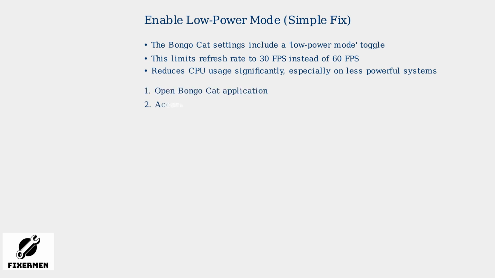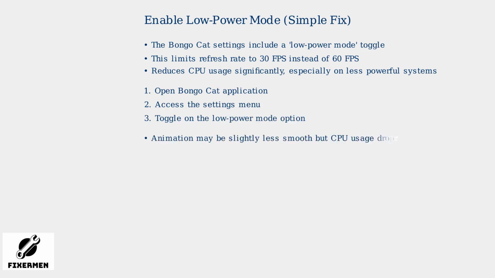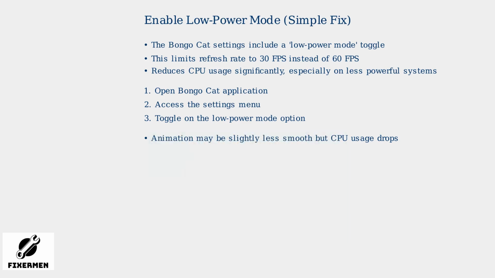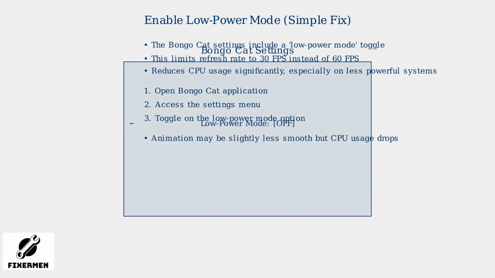To enable low-power mode, open the Bongo Cat application and access the Settings menu. Then toggle on the low-power mode option. The difference in frame rates affects how smooth the animation appears. Lower frame rates reduce the processing load on your CPU. In the Settings window, look for the Low Power Mode toggle and switch it on.